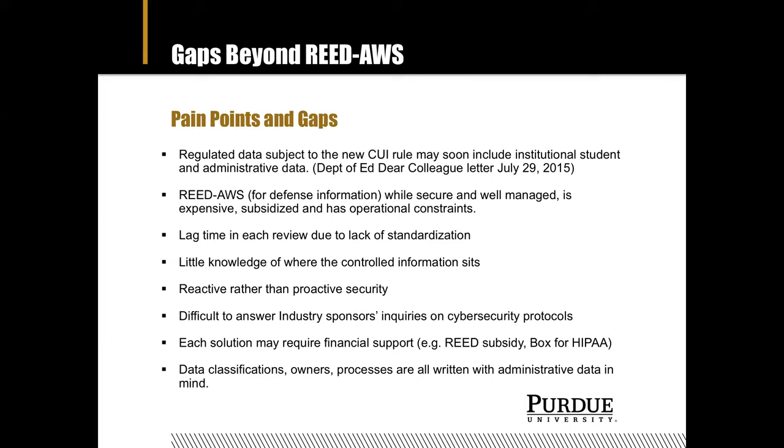We had experiences where a sponsor from the aerospace industry was doing fundamental open research on one of our HPC systems, but since their IP is involved in some form, they wanted to be very clear about how our systems are secured and how we're going to keep their data or methods safe. They did not require CUI, but being able to point to a standard like NIST would have been very beneficial to us. And finally, one of the things that we learned in the course of doing this is that all of the data classifications, that's sensitive, restricted, and public information, all the owners of data types and processes, are all written primarily with administrative data in mind, not so much research.